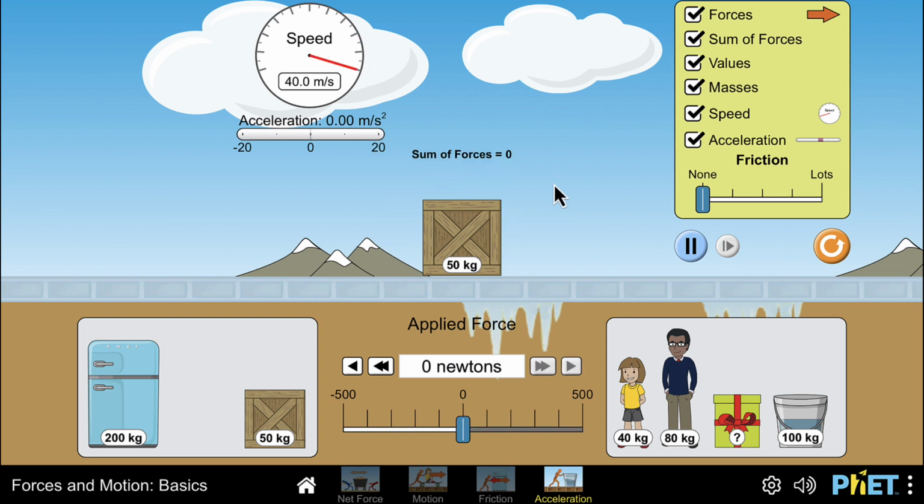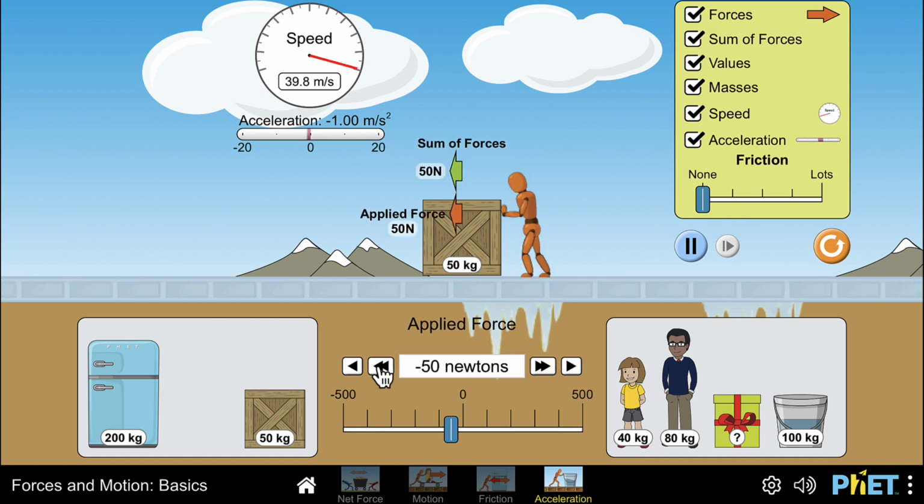Now what if it was moving to the right like now, and I want to slow it down? So what should I do? I should push to the left. Slowing down or pushing in the opposite direction will cause a negative acceleration. Why negative? Because it's the opposite of motion.